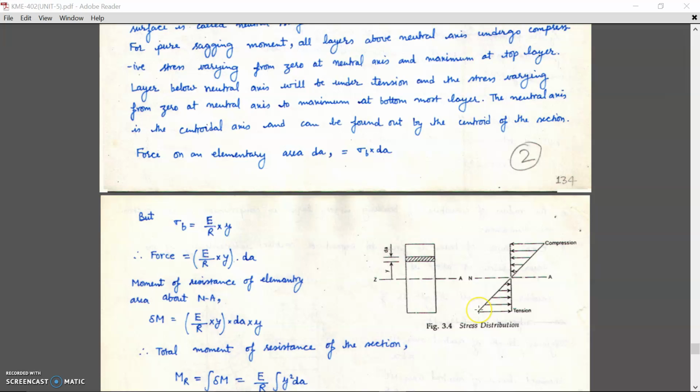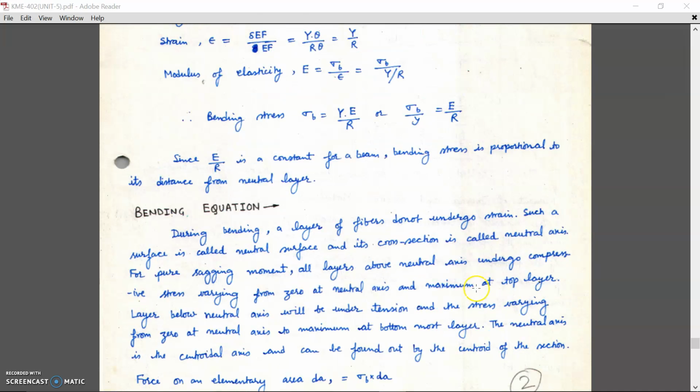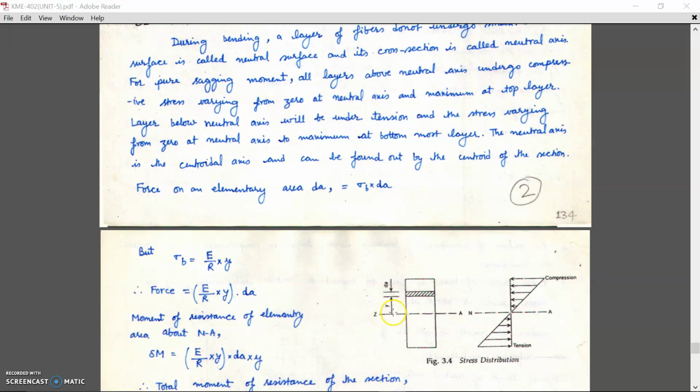How can I say that it will vary at a linear rate? Because I know sigma b upon y is a constant, and sigma b is the stress at any location from y, and at this particular distance it is sigma b. If I go further, it will vary with respect to y. So that's how it will be a linear line. This is a linear line, right?